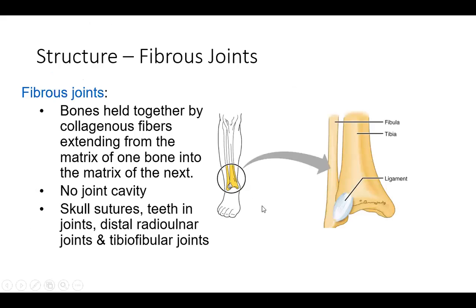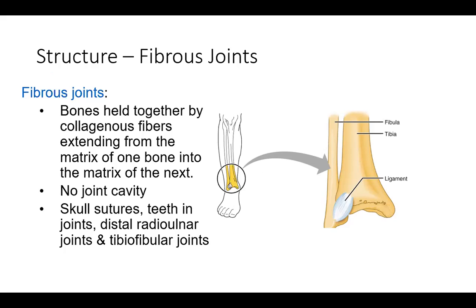Another type of fibrous joint, again, is what we looked at earlier: the ligaments at the end of the tibia and the fibula. The bones are held together by collagen fibers. Again, no joint cavity. All of these fibrous joints have little or no movement. The sutures in the skull, the teeth in the alveolar sockets, the gomphoses, the end of the tibia and fibula, and the end of the ulna and the radius.